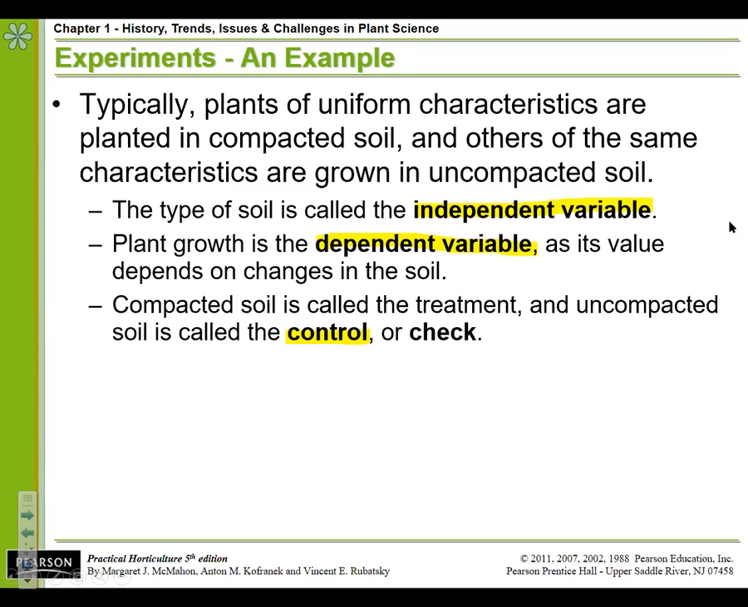The compacted soil is a different treatment. The uncompacted soil, where it's naturally growing, would be our control. So our control we use as the check. And generally, you're just growing it under unmodified conditions so that you have something to compare it with. You always have to have that control to be able to validate your data and your experimentation.